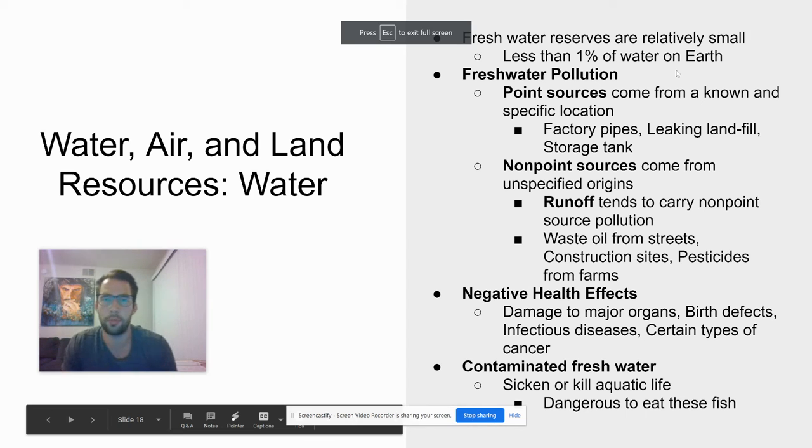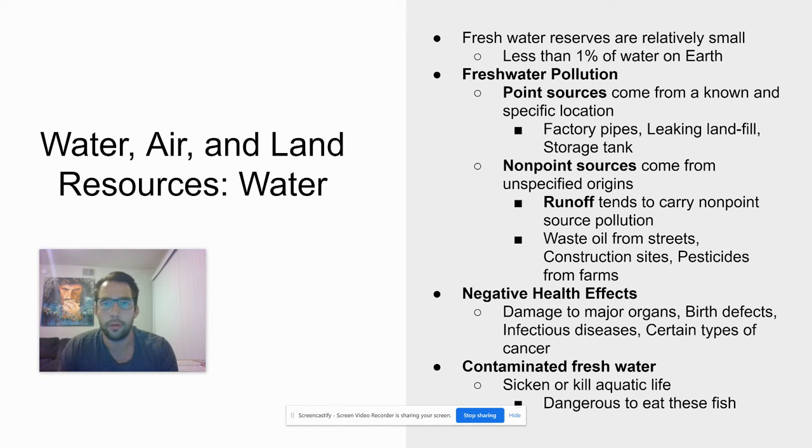Okay, so let's talk about pollution. First, let's talk about polluted water. Fresh water only makes up 1% of the water on Earth, so we need to do our best to make sure that we're taking care of the fresh water that we have.